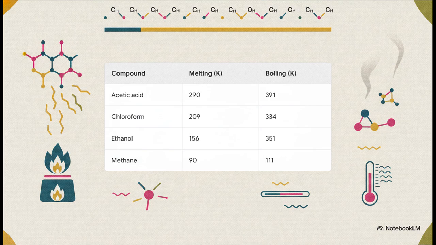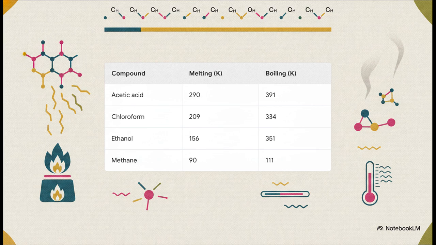Let's look at some real-world data to compare melting and boiling points, because this is where the differences really pop. Here we have 4 common carbon-based covalent compounds: acetic acid, chloroform, ethanol, and methane. Check out those melting and boiling points, measured in Kelvin. To put that in perspective, a comfortable room temperature is about 293 Kelvin.